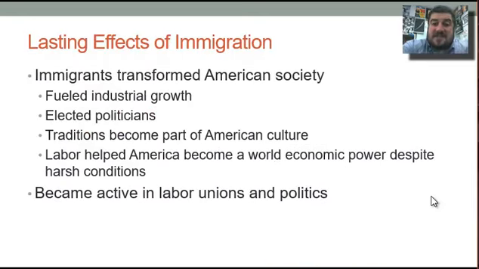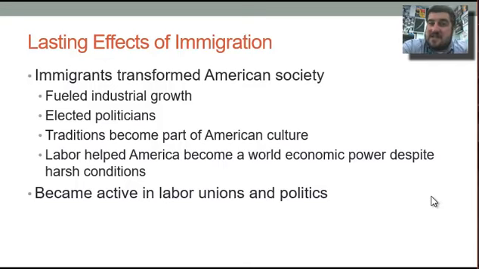And the lasting effects of immigration are basically they change what it means to be American. Their labor helps fuel industrial growth, which makes America a world economic power despite the harsh conditions they had to work in. Their votes help elect politicians to give them a voice in politics, and their traditions become a part of American culture. And during that time, they also are active in labor unions, and so they get a voice.